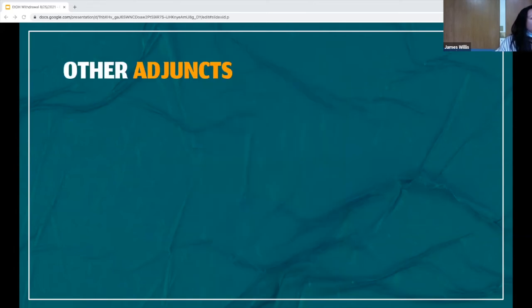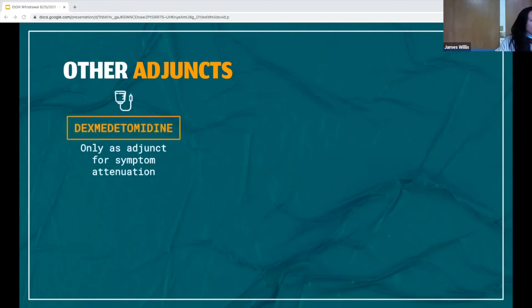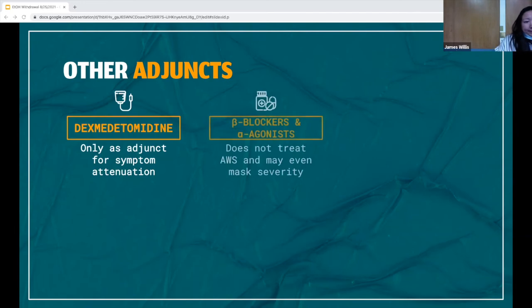Then there are some other adjuncts that I put all in one slide, so it tells you how useful I think they are, but they did come up in a lot of the literature I came across, so I thought it was at least worth mentioning. First, there is Precedex. It should only be used as an adjunct. It can help attenuate the symptoms, but doesn't actually address any of the underlying physiology. I also saw beta blockers and alpha agonists like clonidine on it. Again, they can help attenuate symptoms, but don't actually treat the withdrawal and may even mask the severity.